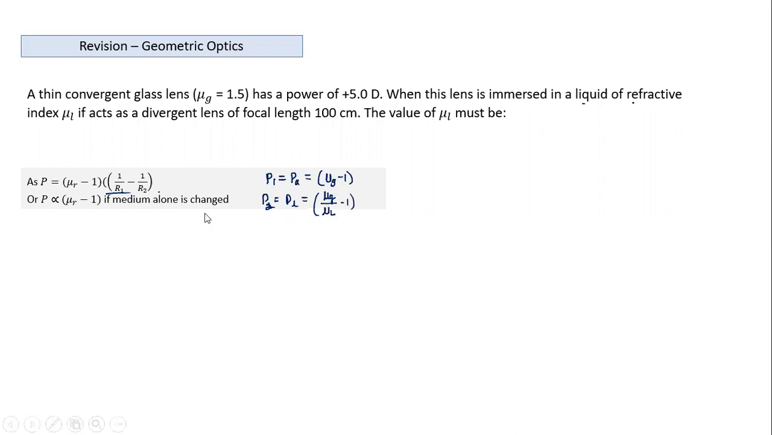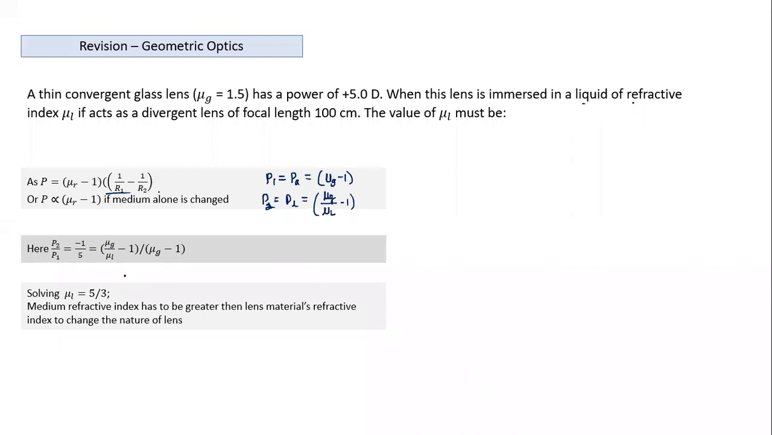Let's put those values here. Ratio. So what is P2 by P1? P2 is equal to, 1 meter and it's divergent, that's why minus 1. Its power is minus 1 diopter. P1 is 5. And that would be equal to mu r minus 1 corresponding to P2, which is mu g by mu l minus 1, and mu r minus 1 corresponding to P1, which is mu g only minus 1. We know the value of mu g, 1.5. We can easily obtain mu l. Simplify, and we get mu l is equal to 5 by 3.